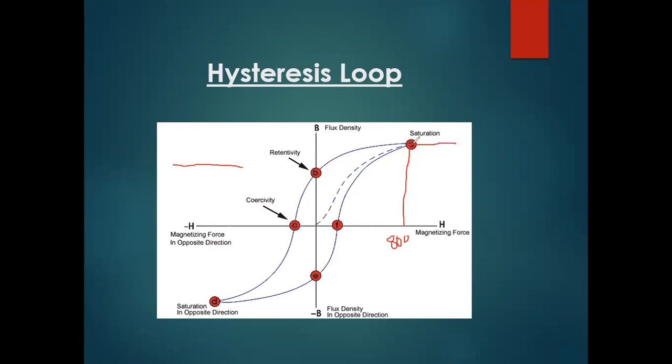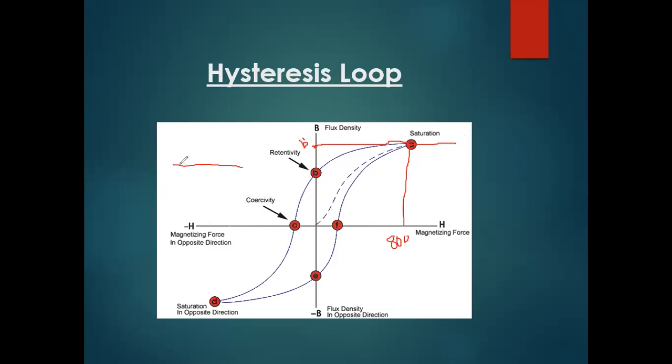Saturation point means you are increasing current, the magnetic field will increase, but only up to a certain limit. After that limit, even if you increase the current, the magnetic field will never increase. That point is known as the saturation point. The saturation point is your highest magnetic field while current is flowing. We can say this is the point, for example, B dash 1.